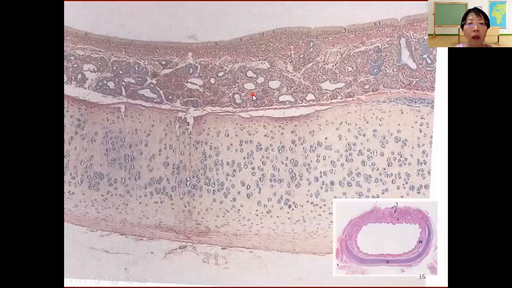Okay, so next one is here. This looks like it's zoomed in already. And there is a cartilage, which is very thick here. Let's look at this part here. You can see the nuclei arranged in different layers. So it's pseudostratified columnar ciliated epithelial cells.